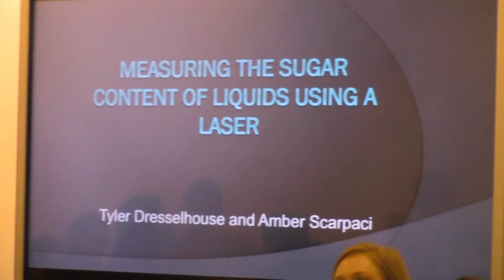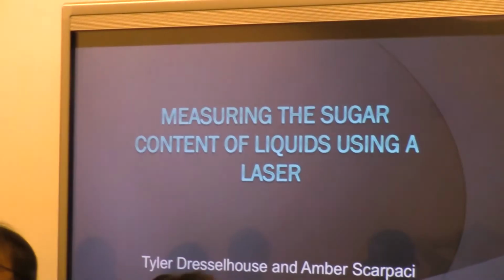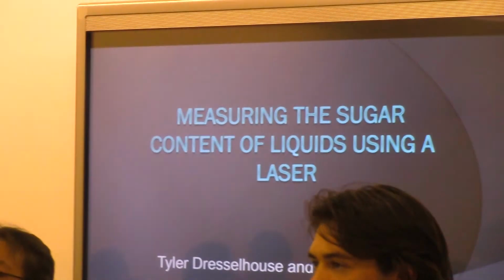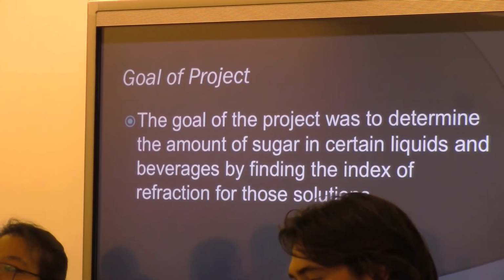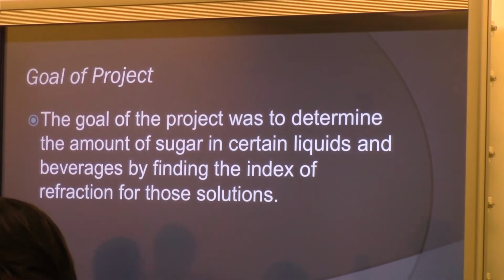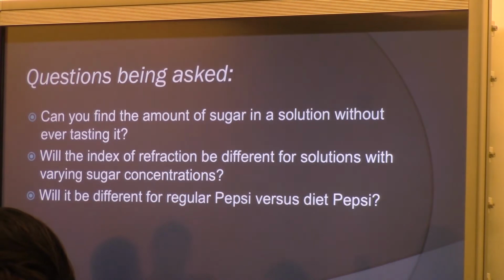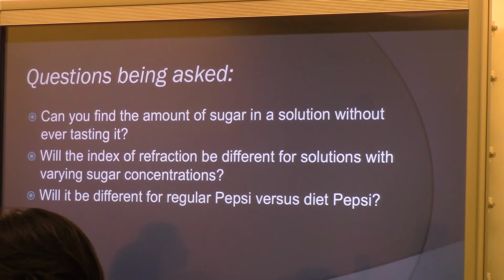Okay, so for our project, we decided to measure the sugar content of liquids using a laser. The goal of the project was to determine the amount of sugar in certain liquids and beverages by finding the index of refraction for those solutions. So our questions were: can you find the amount of sugar in a solution without ever tasting it? Will the index of refraction be different for solutions with varying sugar concentrations? And will it be different for regular Pepsi versus Diet Pepsi?